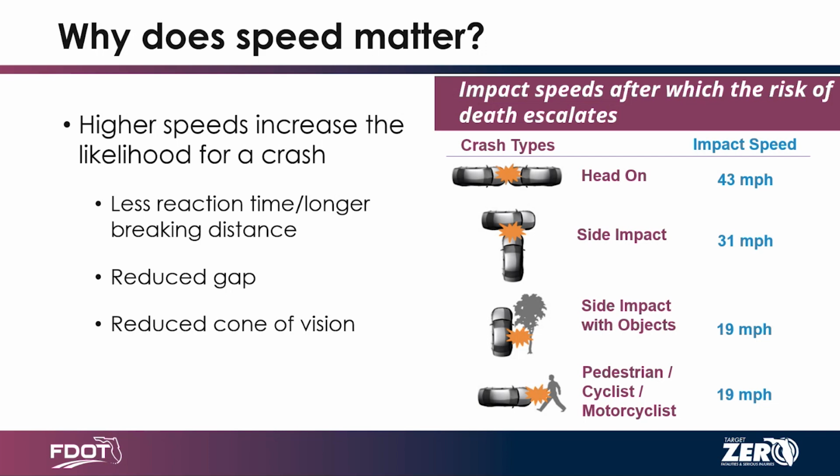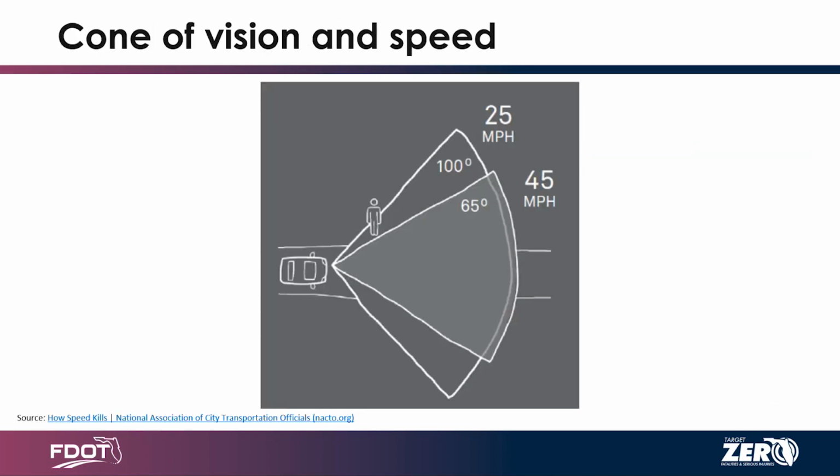And putting that into perspective, it's something that we can see: our idea of what an acceptable speed limit is, if we're looking at the risk for certain crash types, starts to drastically change. And we're going to go over a little bit of what was done yesterday as well, but your cone of vision and speed at 25 miles an hour and 45 miles an hour starts to change.